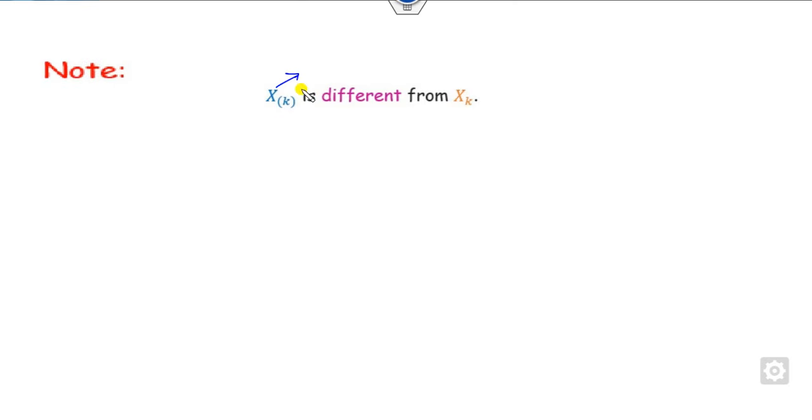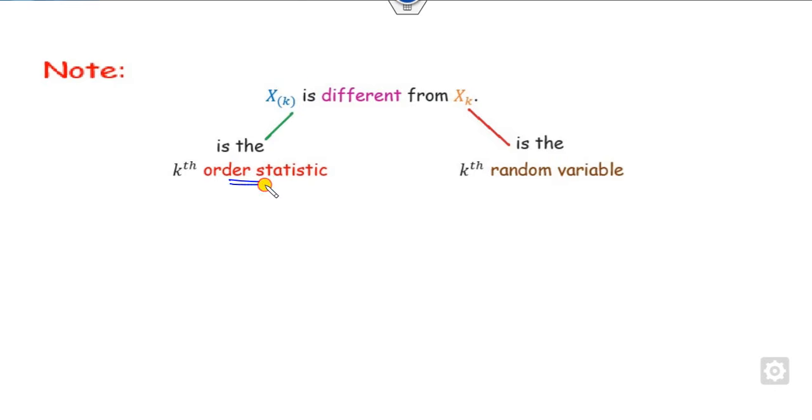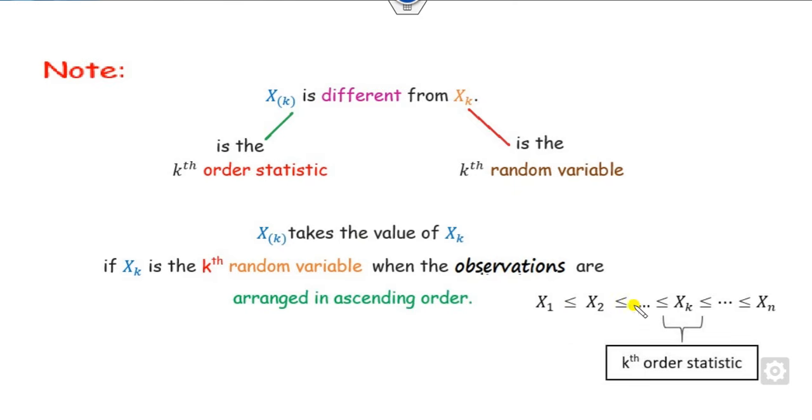Why? Xk is the kth random variable, whereas x(k) is my ordered statistic. There is a huge difference between them. For example, x2 is the second variable, while x(2) is the second smallest element of the variable. So x(k) takes the value of xk if xk is the kth smallest element. If I consider the second one, what is the second smallest element here? It is 9, and x2 is also 9. Now they are the same.